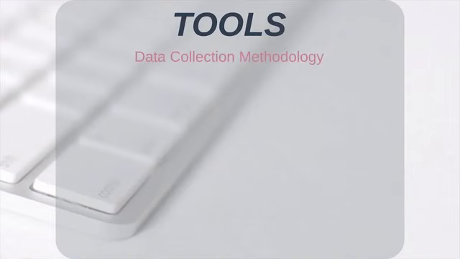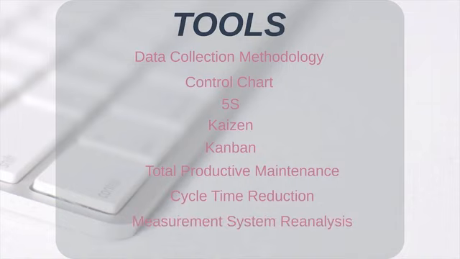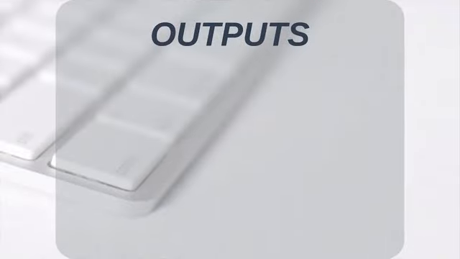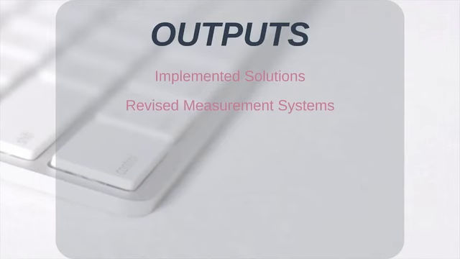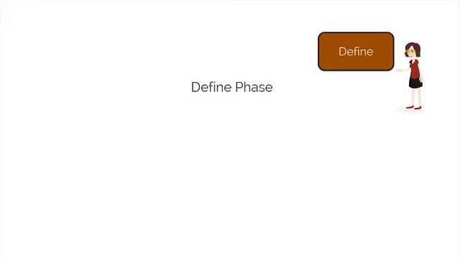The tools used are data collection methodology, control chart, 5S, Kaizen, Kanban, total productive maintenance, cycle time reduction, measurement system reanalysis. The outputs of the control phase are implemented solutions, revised measurement systems, control plans for sustaining benefits, improved process capabilities, and lessons learned. Let's learn about each phase in detail.